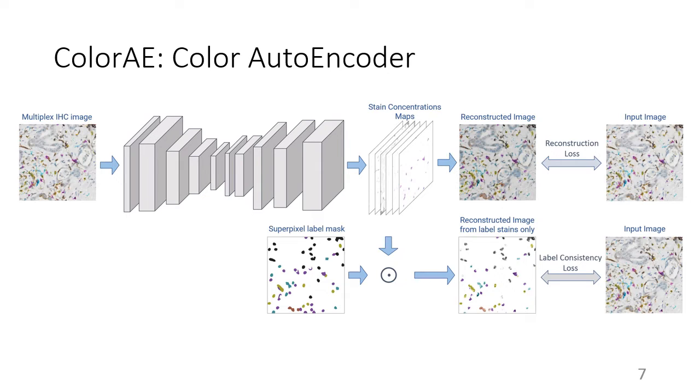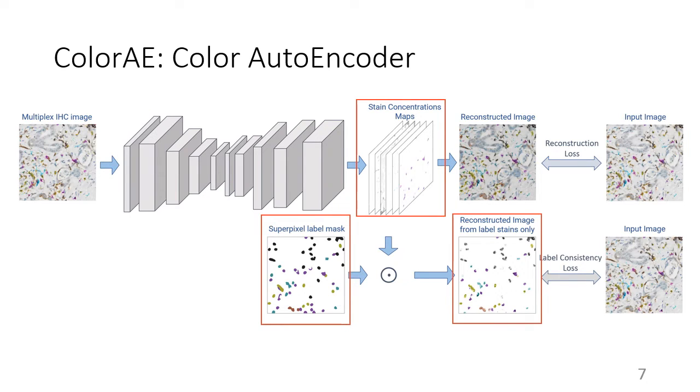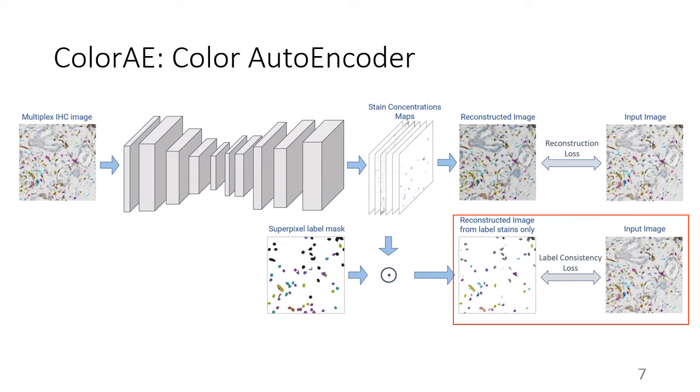This is our proposed model, ColorAE or color autoencoder. The multiplex stained image is fed through the network. The output of the color autoencoder is the stain concentration maps. During training, the concentration maps are used to reconstruct the input image. The reconstructed image is compared to the input in the reconstruction loss. Additionally, the concentration maps are used to reconstruct the input using only the label stain at each pixel. This reconstruction is compared to the input in the label consistency loss. Next, we will explain the loss functions in more detail.